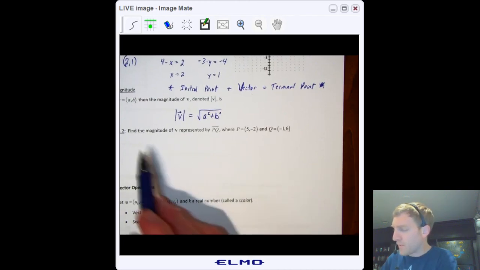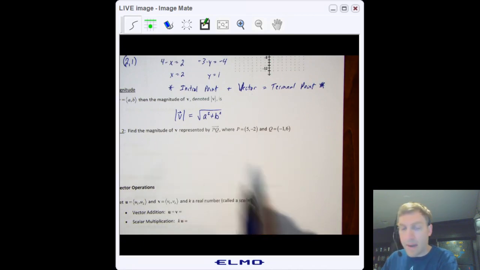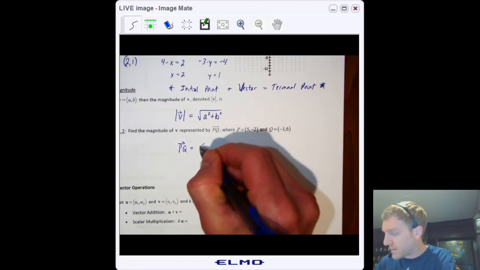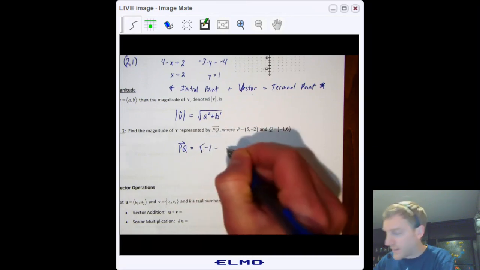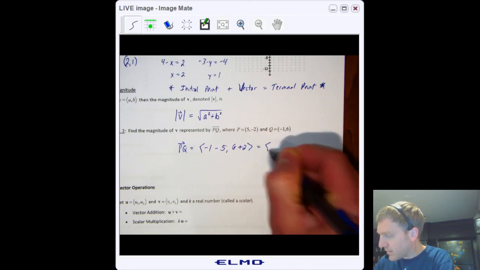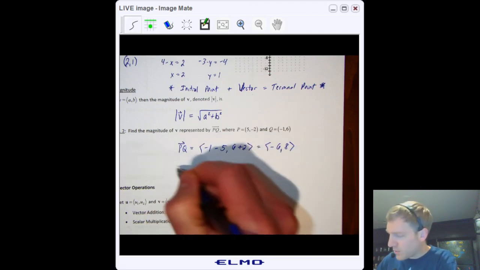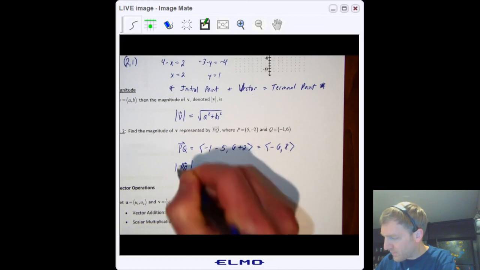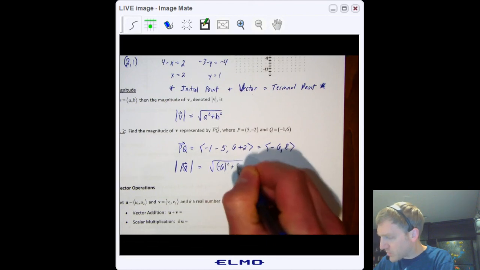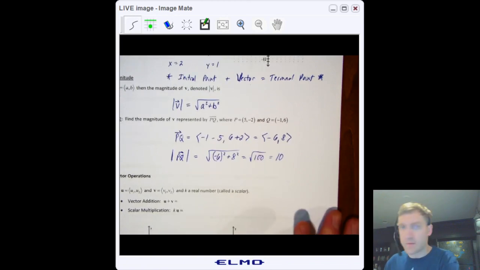For example, 2 gives you two points P and Q. Find the vector PQ and then the magnitude of it. First, write the vector before you do the magnitude. Same thing as before: head minus tail. So -1 minus 5, and then 6 minus -2, or 6 plus 2. That vector is -6, 8. Now, to do the magnitude of vector PQ, we take the square root of -6 squared plus 8 squared, which is the square root of 100, which is 10. So that vector has a magnitude of 10.